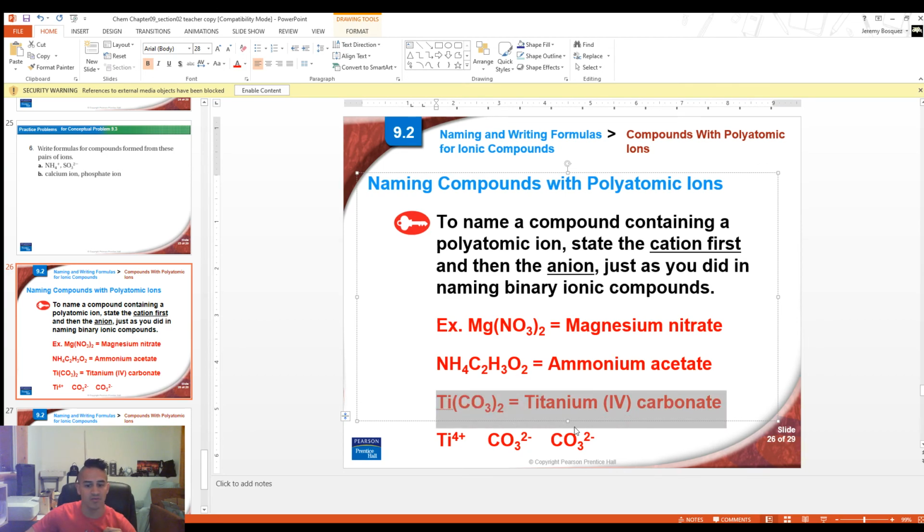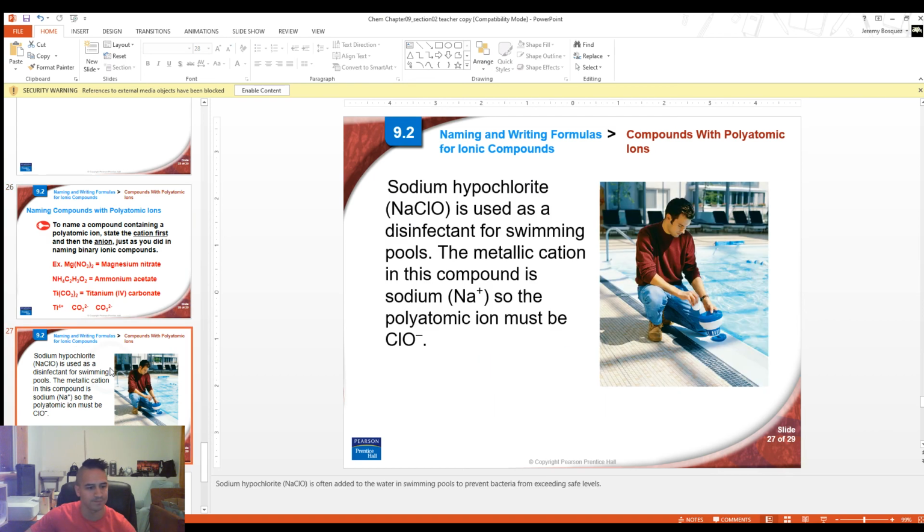This is probably the most difficult thing that students struggle with, is finding the Roman numeral or the charge on transition metals. So I would definitely look at doing some practice on this, and there are some practice problems in the notes here where I go over that, so you might want to watch that.